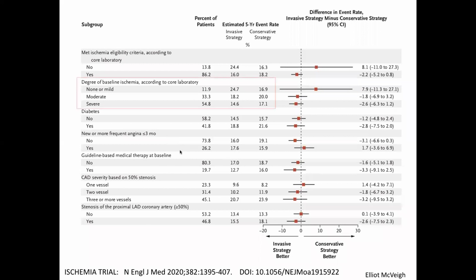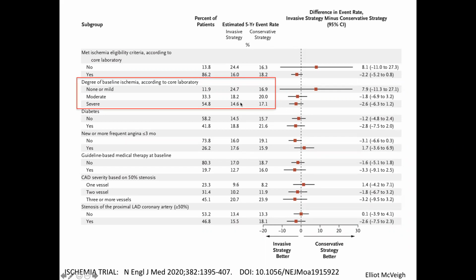Interesting for the imaging people in the crowd is the degree of baseline ischemia seen on the SPECT scan. So this is that SPECT stuff we studied, right? None or mild ischemia, moderate and severe. What were the event rates? None or mild, the event rates 24 and 16, moderate 18, severe 14.